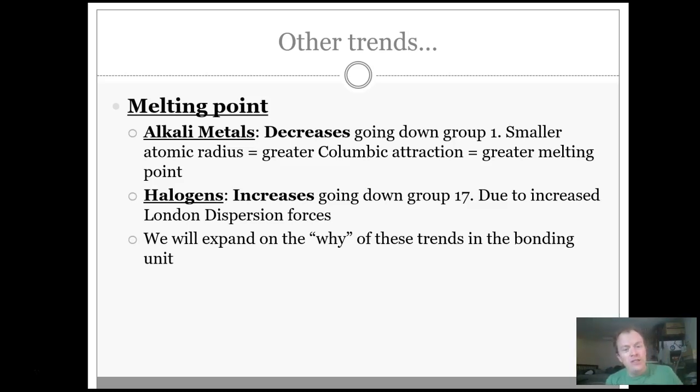As far as the halogens, the trend moves in the opposite direction. Melting point increases as we go down, and this is because of increased London dispersion forces. Now, if you've had some chemistry before, maybe you know a little bit about that. But again, we're probably going to have to expand upon it and touch on it again when we talk about bonding. I just wanted to mention it here because it is a trend that you need to know, so I thought it might be good to have in these notes.